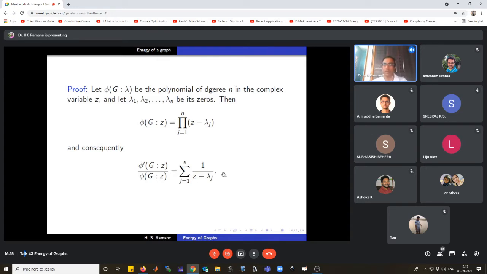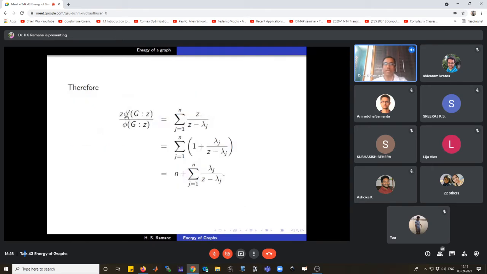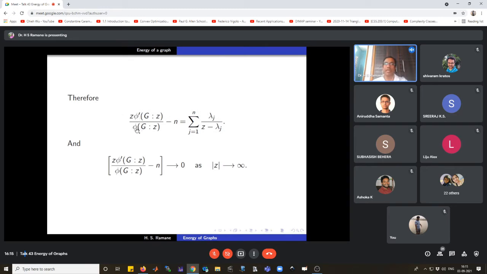Then multiply both sides by z. We get z phi dash divided by phi as the summation of z divided by z minus lambda j. Then simplifying, that is dividing these terms, we get 1 plus lambda j divided by z minus lambda j. Taking this outside, the sum of 1 is n, so n plus the summation of lambda j divided by z minus lambda j. Then take n to the other side, so z phi dash divided by phi minus n is the summation of lambda j divided by z minus lambda j.